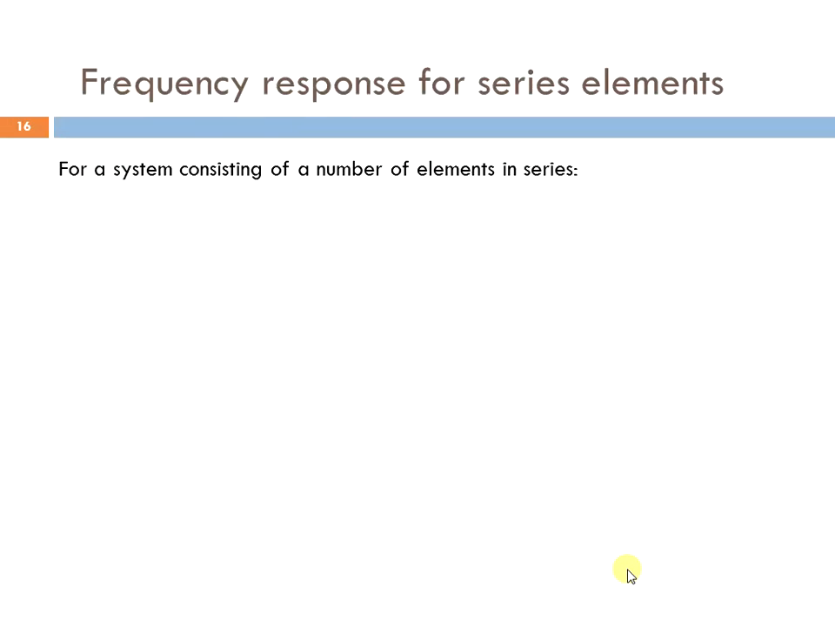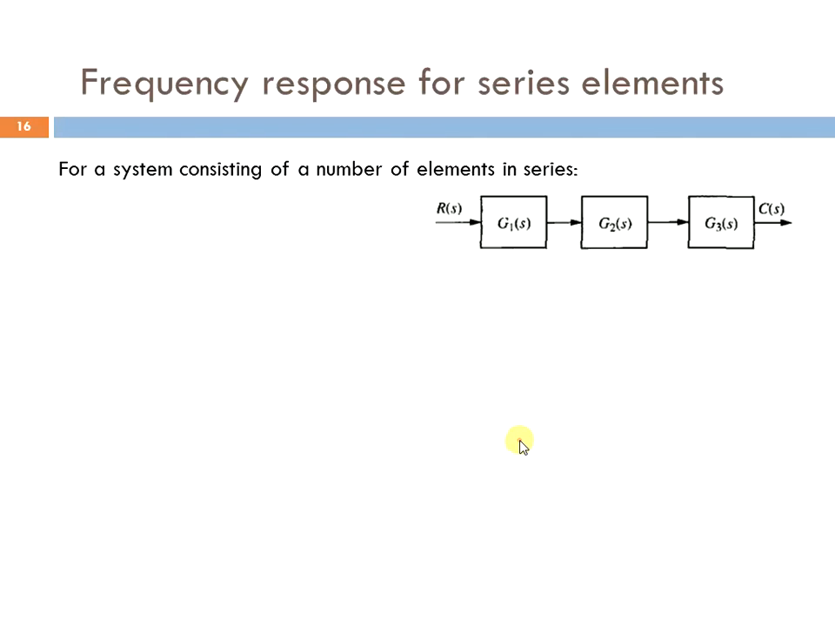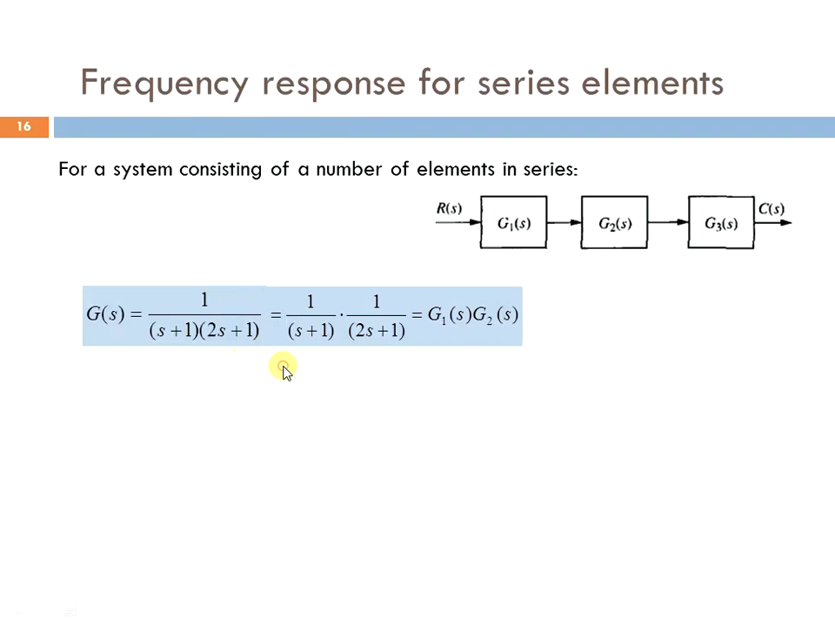Sometimes we have to consider a transfer function, and it can be considered to be a cascade of a number of subsystems. So, for example, given this transfer function 1 over s plus 1 times s plus 1, this can be considered to have two subsystems, which can be represented this way.